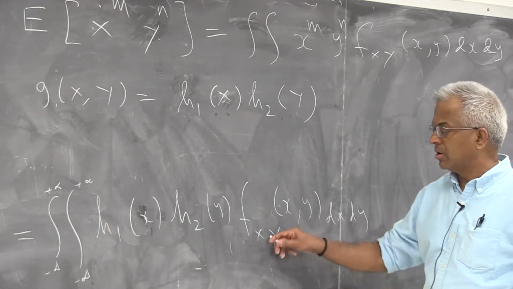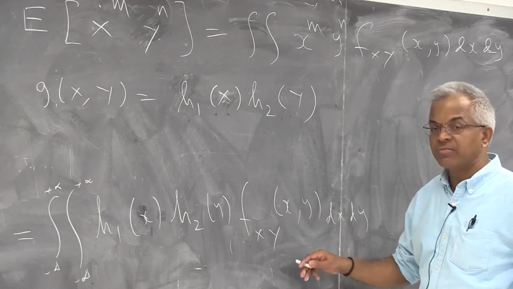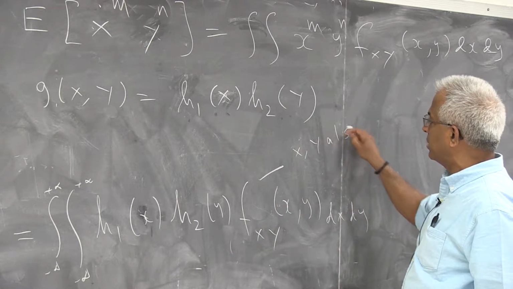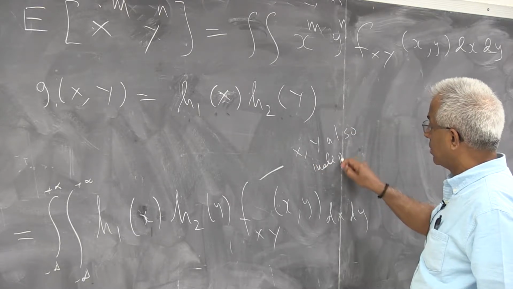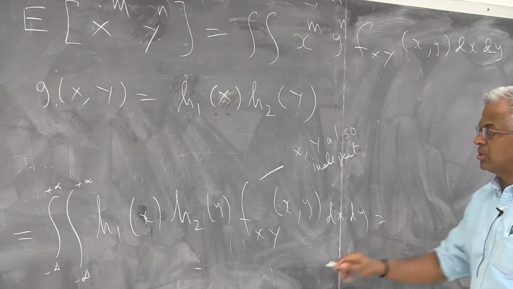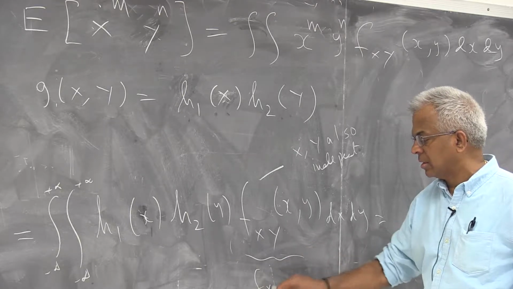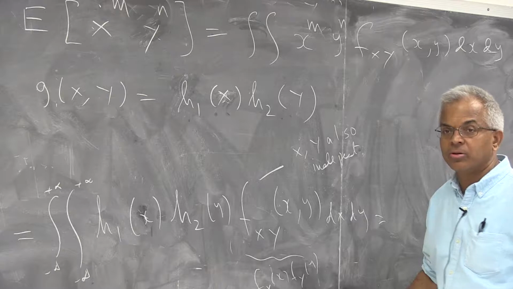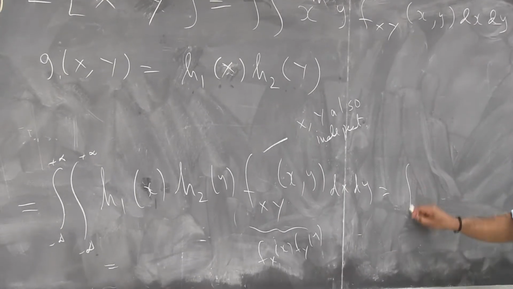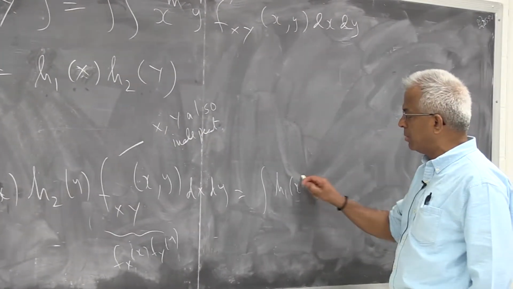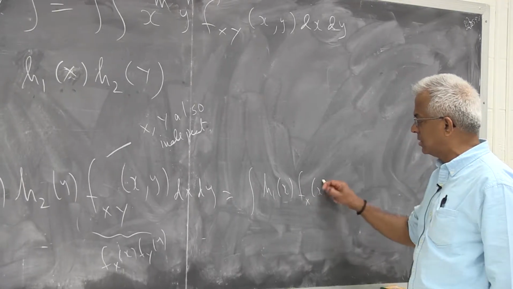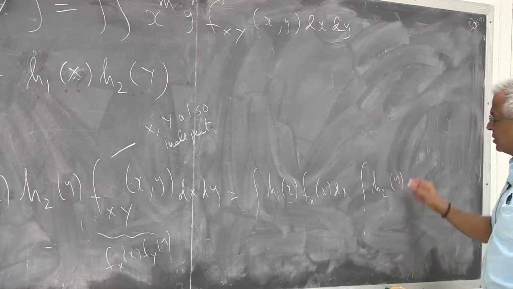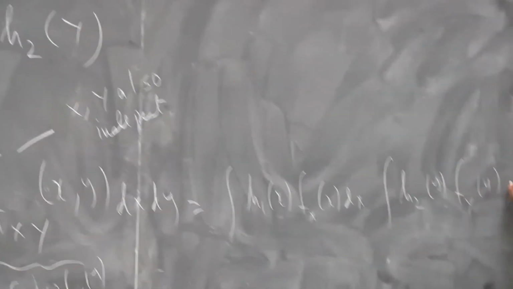When? Look at here. Only if they are independent, very good. So suppose x and y are also independent, then you see this becomes, of course, fxx multiplied by fyy. That may or may not be true. You have to look at the problem. If it is true, then this becomes h1x multiplied by fxx dx multiplied by h2y fyy dy.